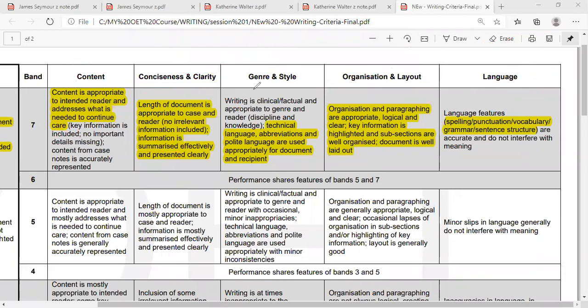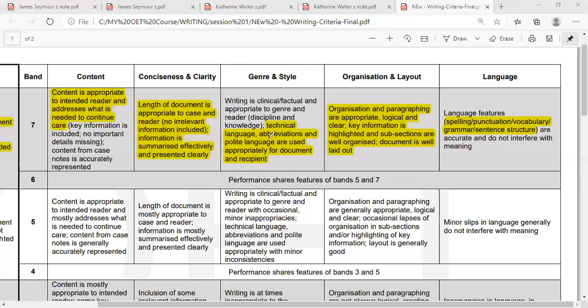Genre and style. What do I mean by this? Writing is clinical, factual, and appropriate to genre and reader. Discipline, knowledge. Technical language, abbreviations, and polite language are used appropriately for document and recipient.